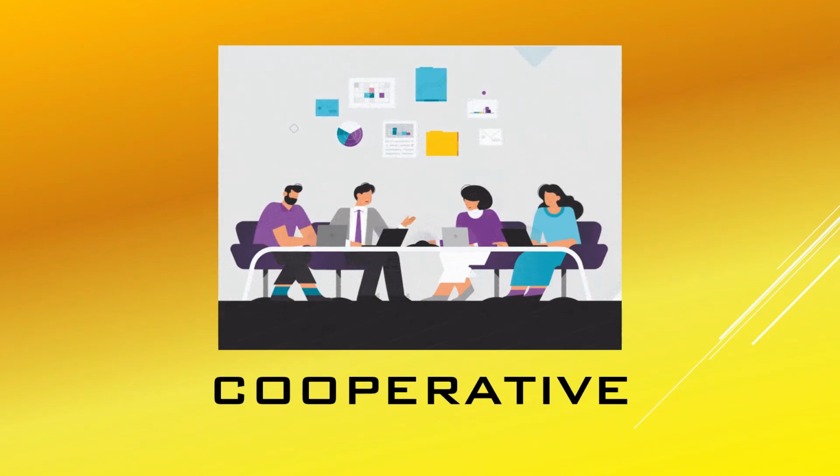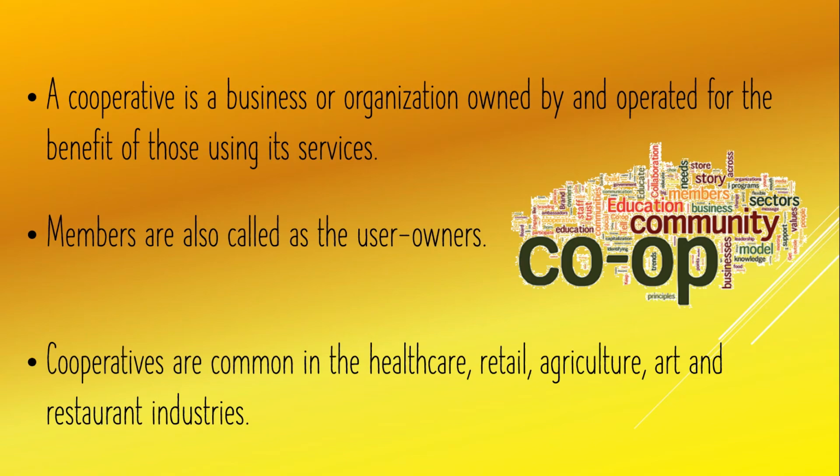Another type of business structure is the cooperative. A cooperative is a business or organization owned by and operated for the benefit of those using its services. Profits and earnings generated by the cooperative are distributed among the members, also known as user-owners. Typically, an elected board of directors and officers run the cooperative, while regular members have voting power to control the direction of the cooperative.